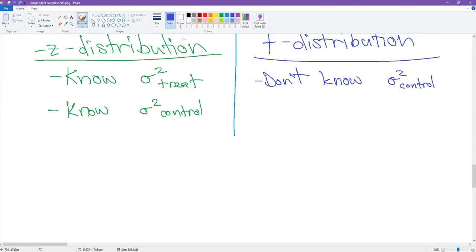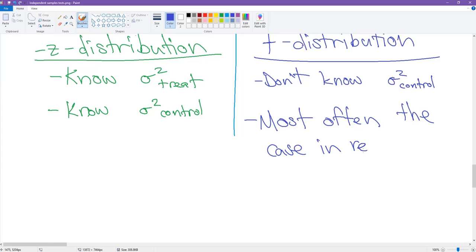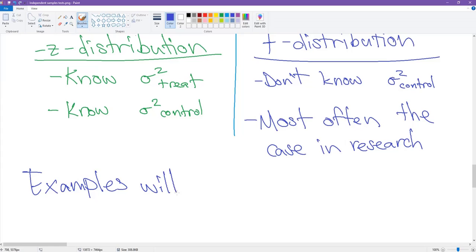So I'm going to decide that for examples we're going to use the T distribution, because this is most often the case, especially in research. I've always used my T distribution and my T test when I'm doing independent samples design because I simply didn't have any population information. And so there's no point in even going for a Z distribution in that case. So in this particular case, for examples, we will use the T distribution.